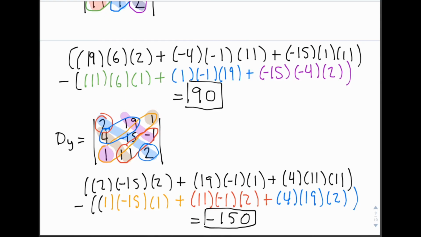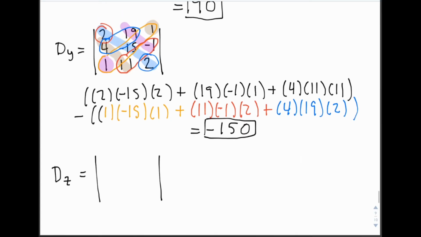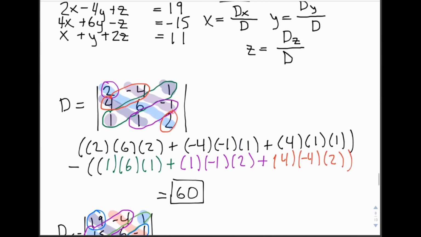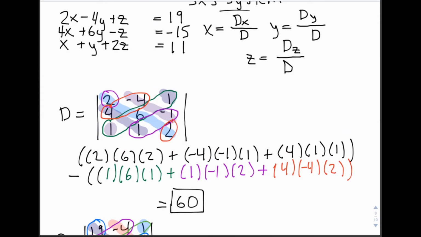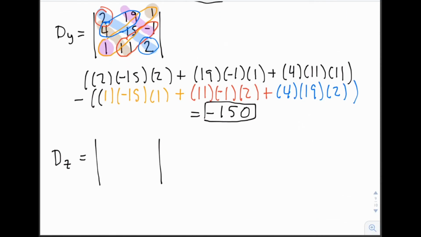So our last one we want to figure out is going to be that determinant of z. Let's go ahead and figure out the determinant of z and our numbers that we want inside of here. Since we're solving for the determinant of z, we can replace the z column with our constants. So our first column is going to be our coefficients of x, which is this 2, 4, and a 1. So we can write a 2, 4, 1.